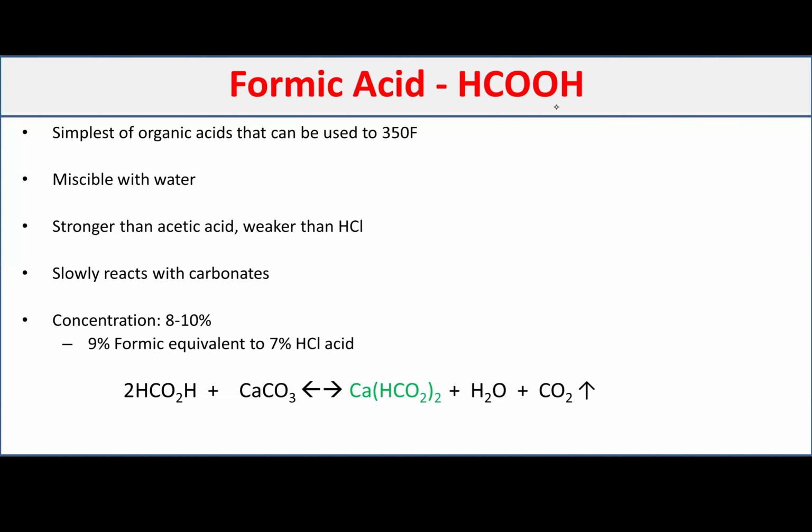Typically, we are using it between 8 to 10%, but the most common concentration for formic acid is 9%, which has an equivalent dissolving power to 7% HCl. So if you have 7% HCl, it will dissolve the same amount as 9% formic acid. That can also give you a good indication about the strength of the acid.